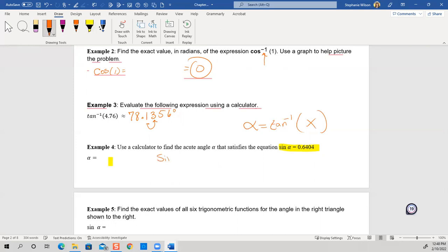So I got sine inverse of that 0.6404. And on your calculator, again, you're going to hit the shift button, 0.6404, close parentheses. I'm going to round to the nearest tenth. So I get 39.8 degrees. And don't forget, it is approximate. It's not exact. If you notice, I got approximately signs here.